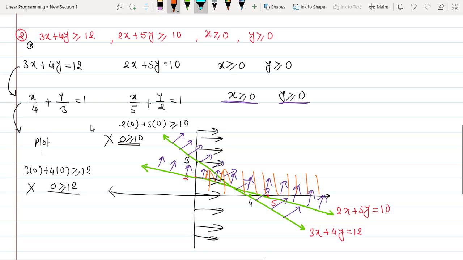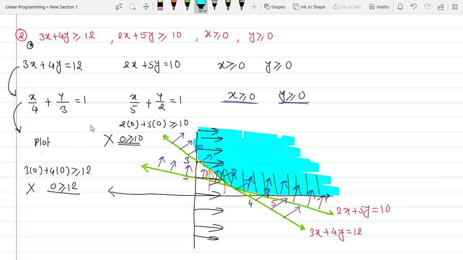Now what is the common region for this? Anything to the right of the y-axis, above this line, anything above this line, okay, let me draw this boundary, and anything above the x-axis. Okay, this is the common region for all of these 4 lines. So this is the solution set for the given system of inequations. I hope you have understood this. So this is my feasible solution.